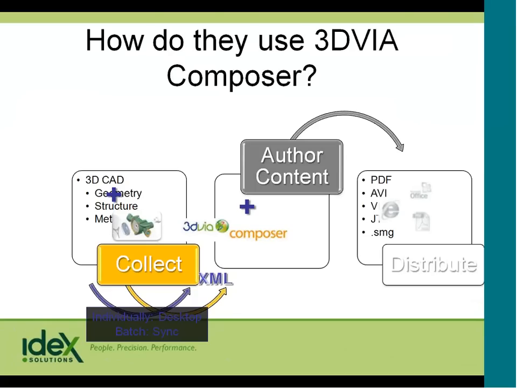So basically what we do is we take that CAD, collect the information, and import it into 3D via Composer, which takes that CAD file and changes it into .smg format, which is native to Composer. It's kind of like a lightweight graphical representation. If you guys are familiar with V5, think of it like a CGR.